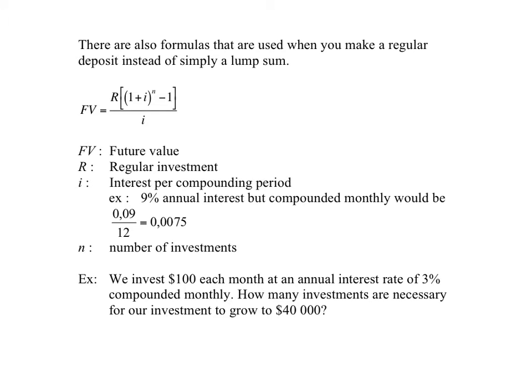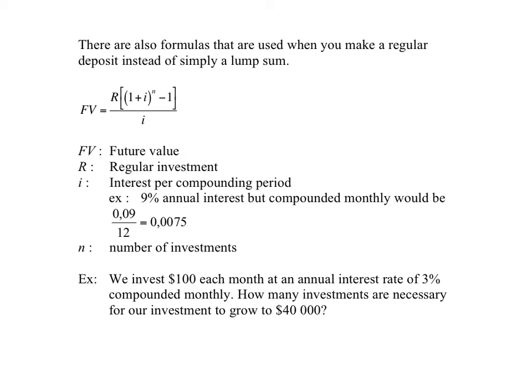Okay, so there are also formulas that help you work with deposits when, instead of making one lump sum, like one big chunk of money, let's say you make investments every month. So let's say you invest $1,000 or $100 every month. So this is what this would look like. So again, just give it a formula with different variables.